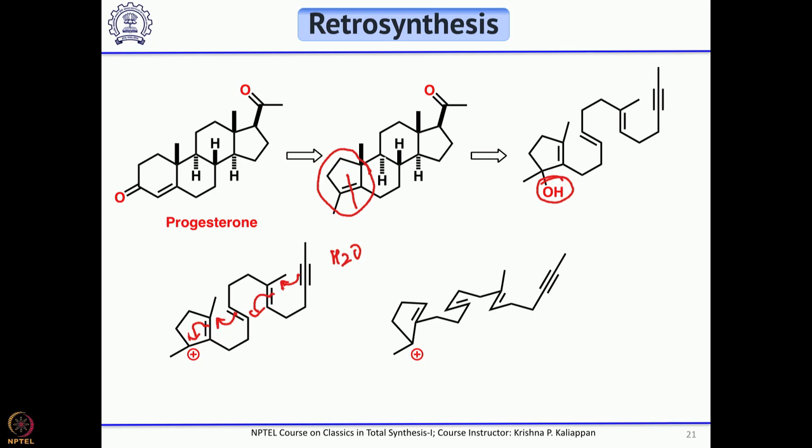And this is how, you know, the chair-like transition state works. Okay. So basically what you need to do is prepare this tertiary alcohol. How can you prepare this tertiary alcohol? This preparation of tertiary alcohol is quite easy. If you have a ketone, then the Grignard addition will give the tertiary alcohol.